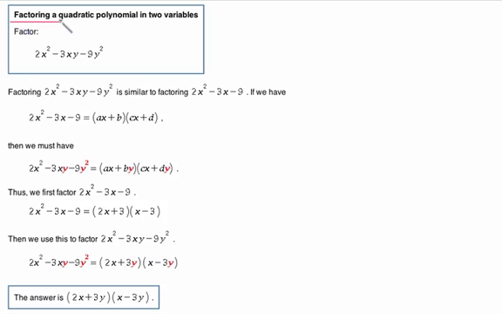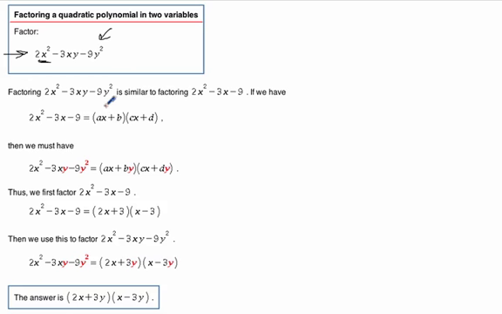Alright, so here we've got the topic: factoring a quadratic polynomial in two variables. So let's take a look at this. We've been doing some factoring, so we know what that means. This one looks a little bit different. It's got the x squared term at the beginning like we're used to, but it's also got this y squared term at the end. Whoa, what do we do with that?